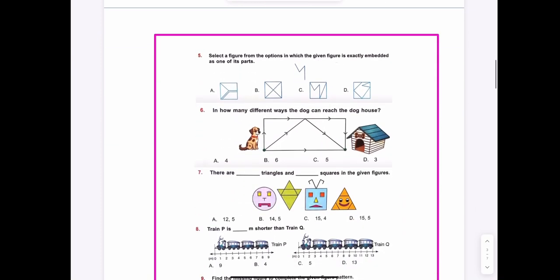Question 5, select a figure from the options in which the given figure is exactly embedded as one of its parts. So this is the given structure, the given part, and if we see, in option C it is exactly embedded like this. This and this.